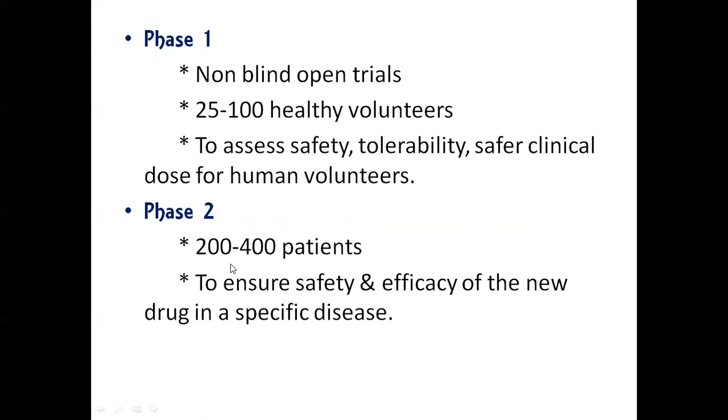In phase 2, we take 200 to 400 patients. Like, if I am discovering a drug for hypertensive patients, here I will gather 200 to 400 patients with hypertension. With those people, I will give the new drug molecule and I will see the response: how much safety, how much efficacy. Efficacy means the new drug should produce a response in the specific disease. So I will see how much response is coming.